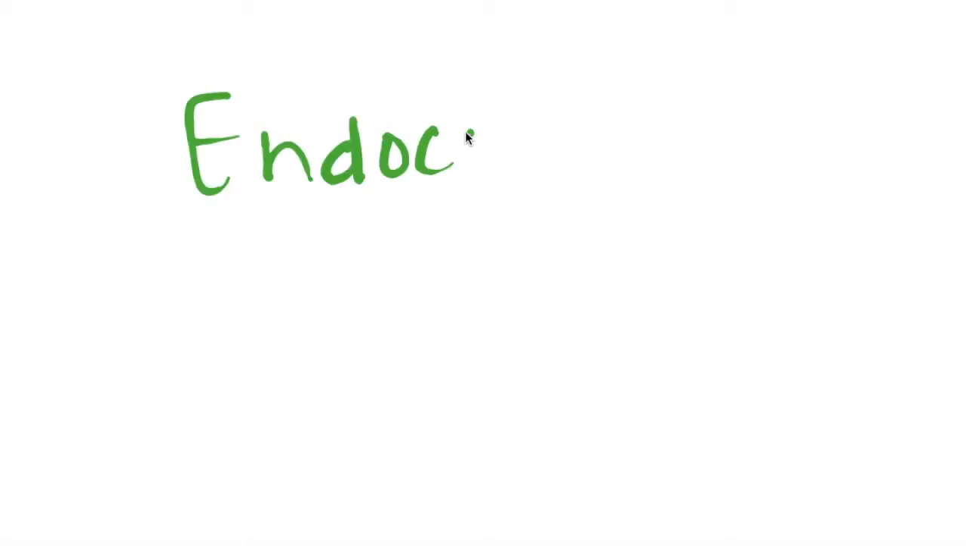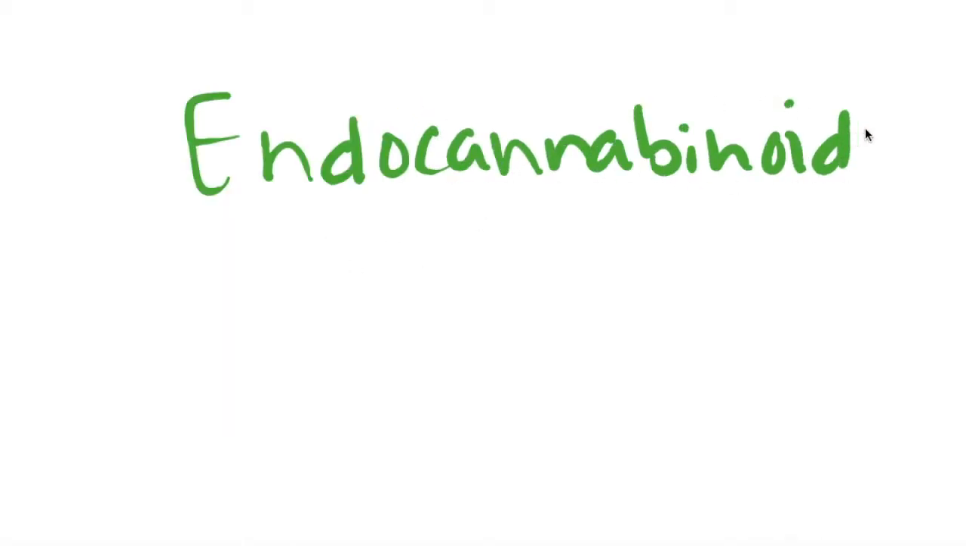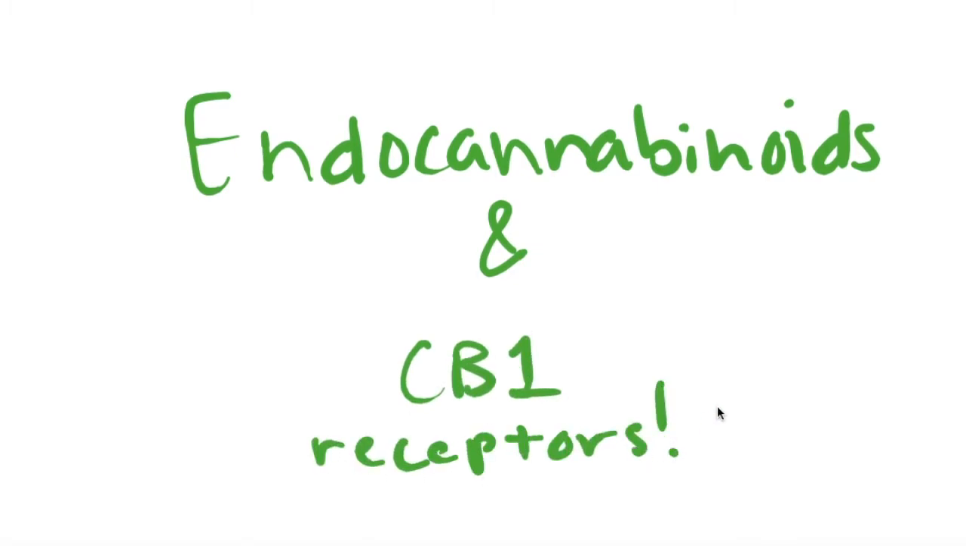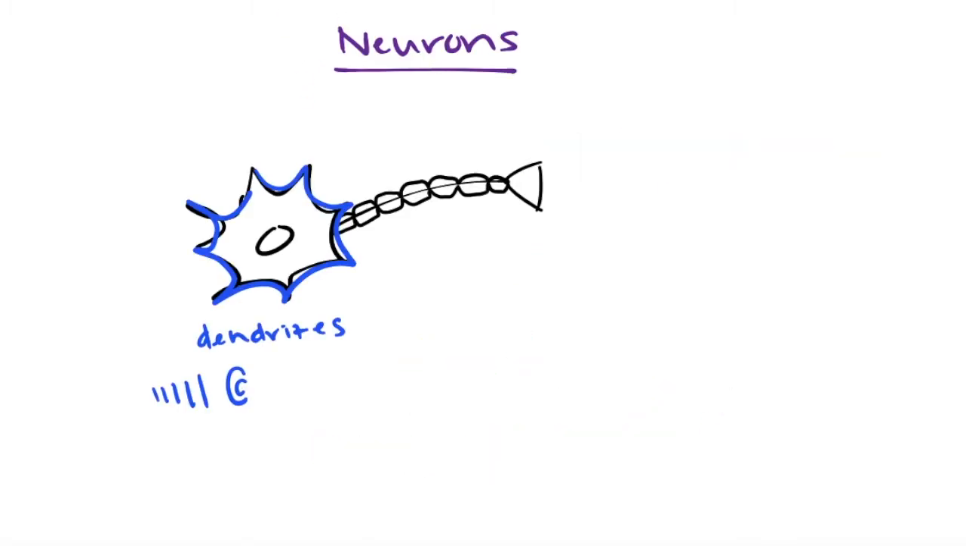Hi, I'm Sabrina. I'm going to explain what endocannabinoids and CB1 receptors are and how they cause hunger or the munchies after marijuana consumption. This is a neuron, also known as a brain cell. Everything you do relies on neurons communicating with other neurons.